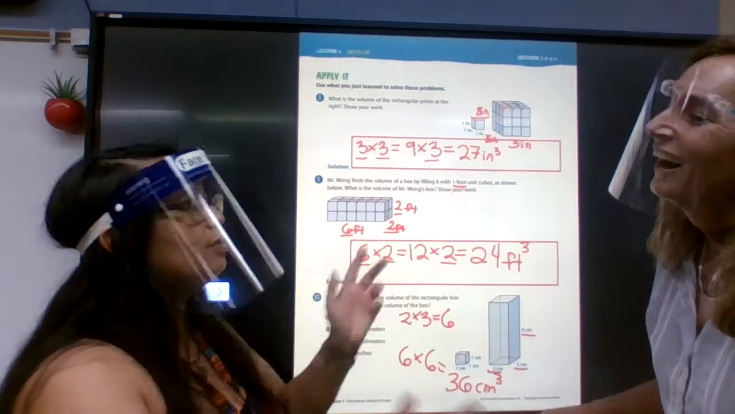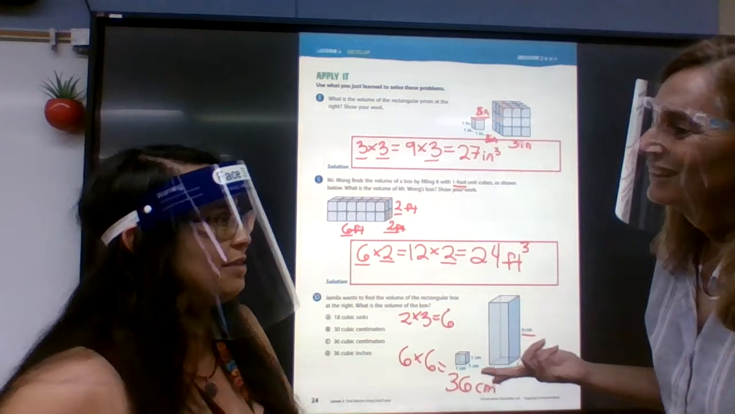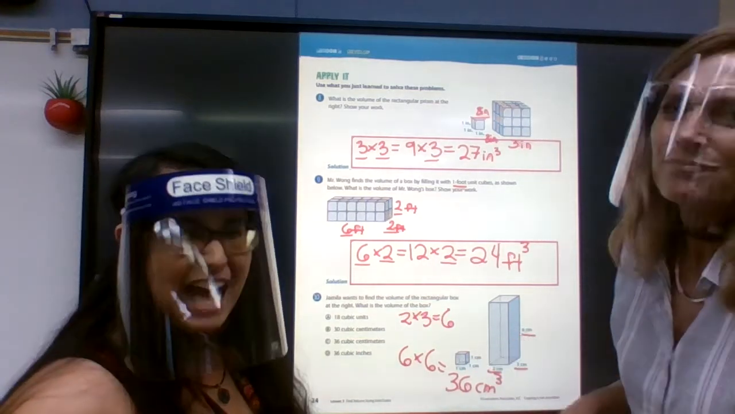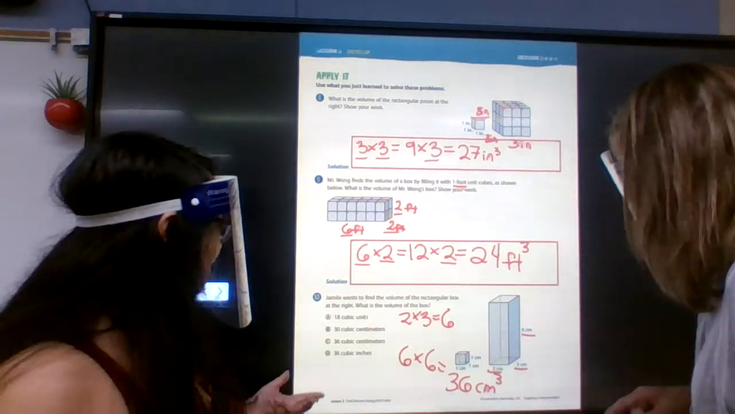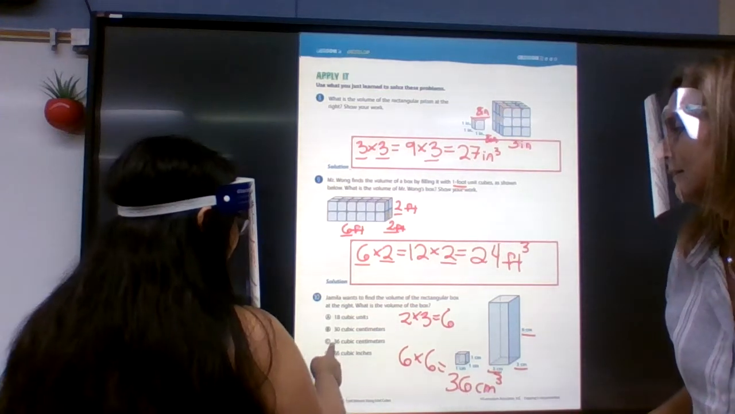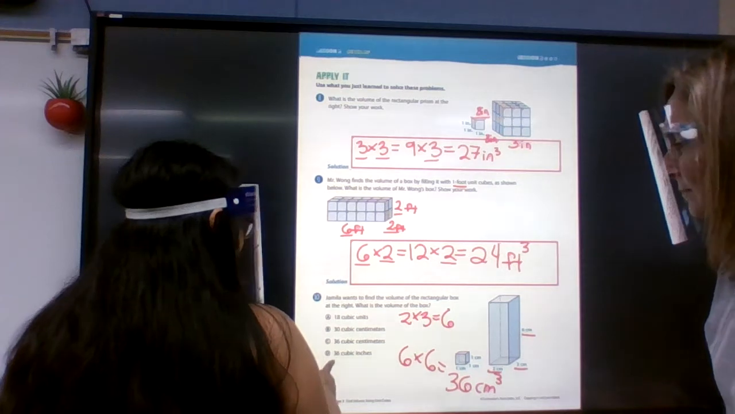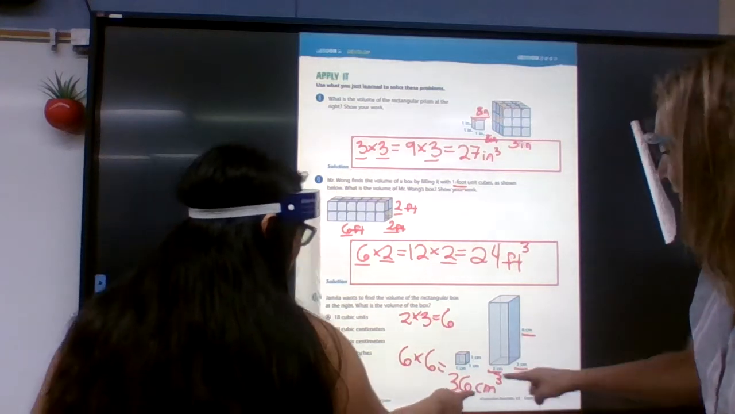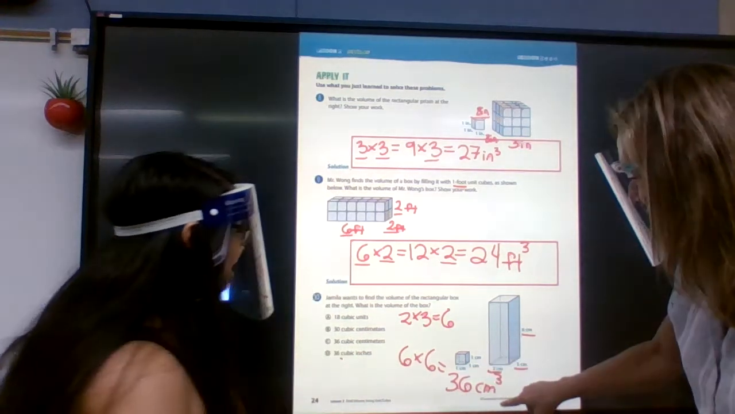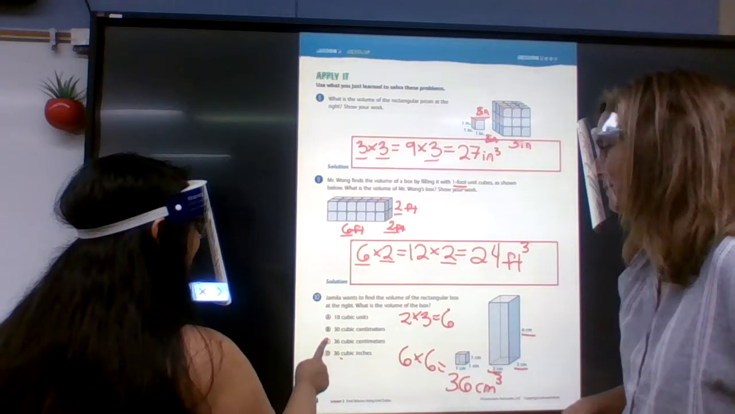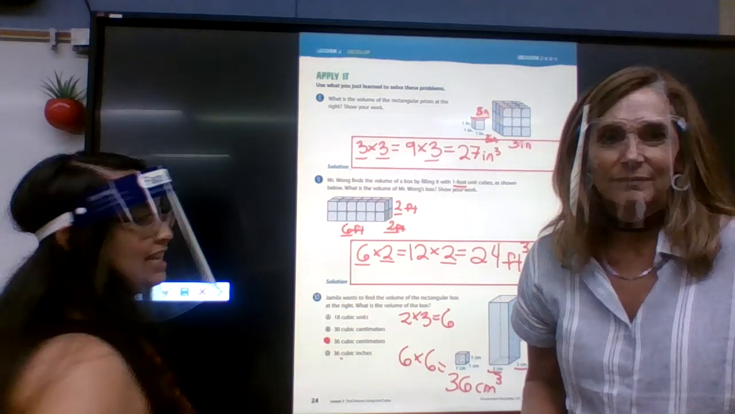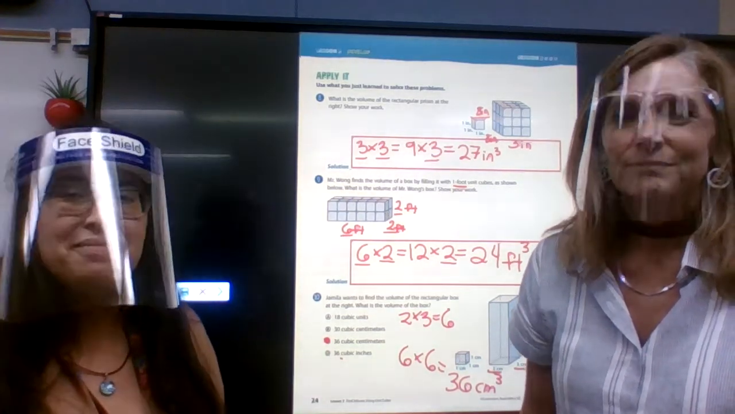Wait, do you think cubic centimeters and centimeters cubed are the same things? Really sounds like it to me. They sound exactly the same, just different forms of it. Okay, so this one says, I've got the numbers 36 cubic centimeters or 36 cubic inches. Well, these are centimeters. So I would have to pick C because it's the right measurement.